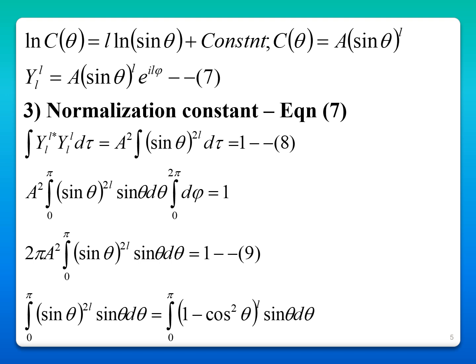So for normalization, for any function psi, the integral of psi star psi d tau is equal to 1.